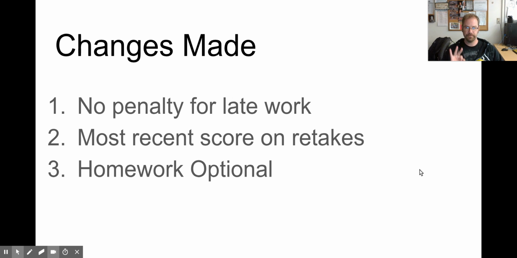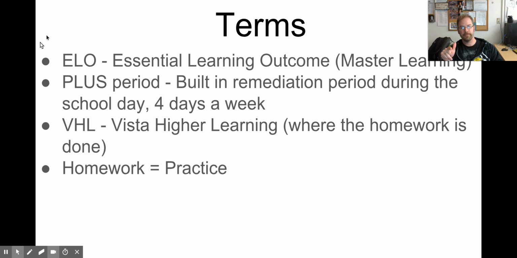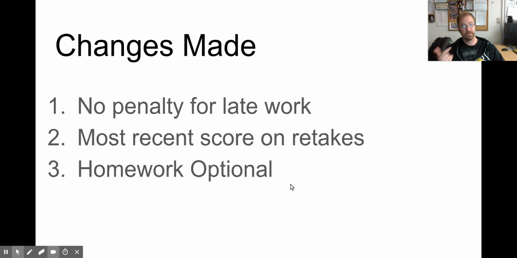So the 3 changes I made are: 1, no penalty for late work; 2, most recent score on retakes; and 3, homework optional. So the number 2, what that means is in the past with these ELOs, what I did was, so let's say an ELO was those AR verbs and the student earned 50%. So they didn't pass it. They have to retake it. They retake it, they get 100%. I averaged out those 2 scores. They got a 75. With the most recent scores, if they got a 50% the first time, they retake it, they get 100%. They get that 100% on that ELO.